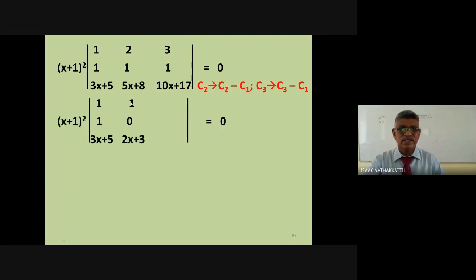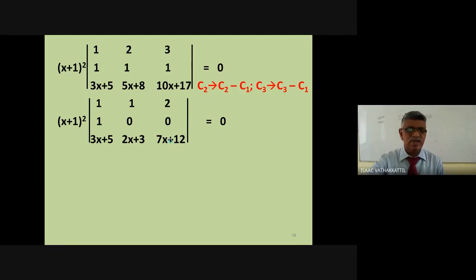C2 changes to C2 minus C1, C3 changes to C3 minus C1. So which C1 is subtracted? 1, 0. So 3x plus 5 subtracted means 2x plus 3. Here again 2, 0. 3x plus 8 subtracted means here again 10x minus 3x, 7x, 17 minus 5, 12. Well, nothing to worry now. We take expansion through the second row. You are going to get only a linear term there.